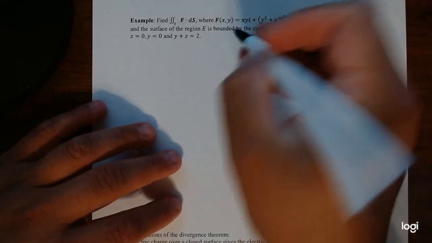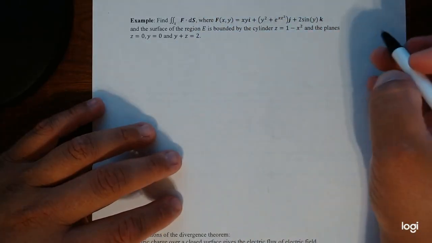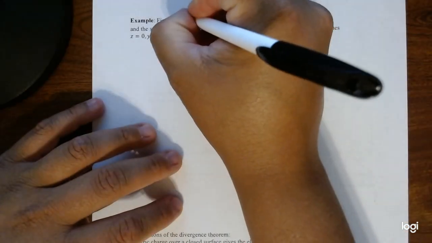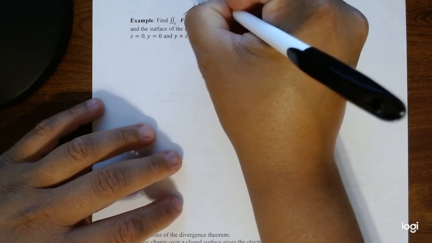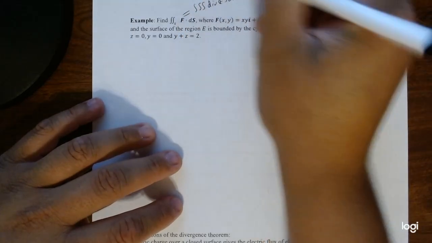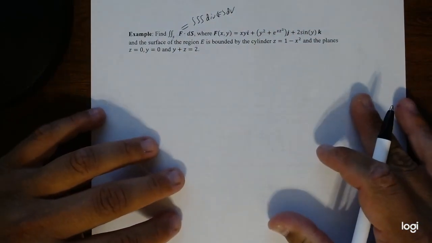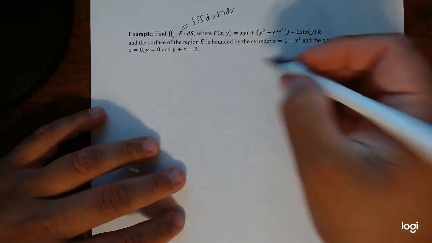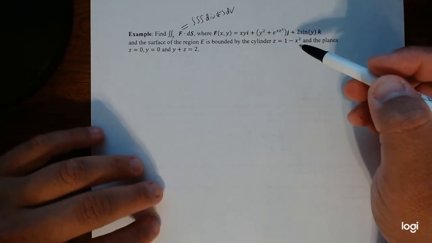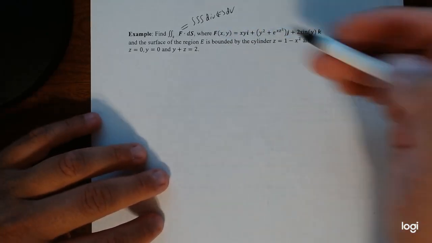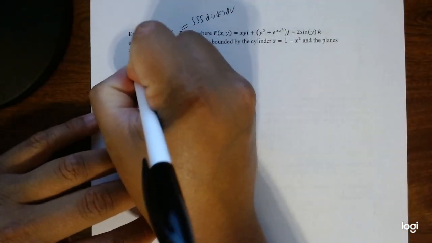Okay, for this one, let's break down what's going on. We're going to use the same thing we did last time. We're going to convert this to the triple integral of the divergence of F dV. But this time we don't actually have to convert it. We'll just go straight from its portions, and I'll show you why in a little bit. But first, again, let's find the divergence of F.